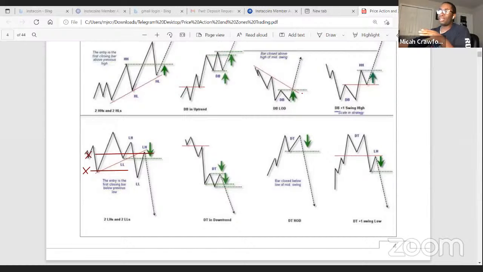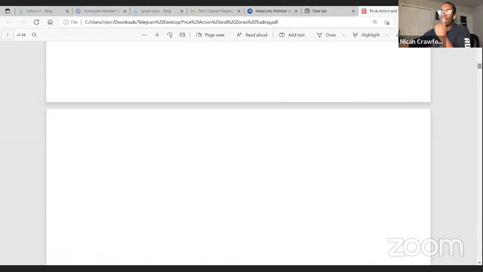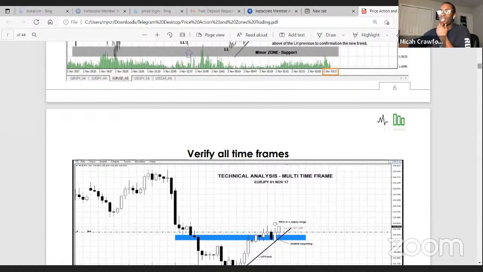So this is what I look for every day before I place a trade. Every day before I get on with you all, I'm scanning through this PDF because I want to sharpen, I want to have eagle eyes when I'm trading.